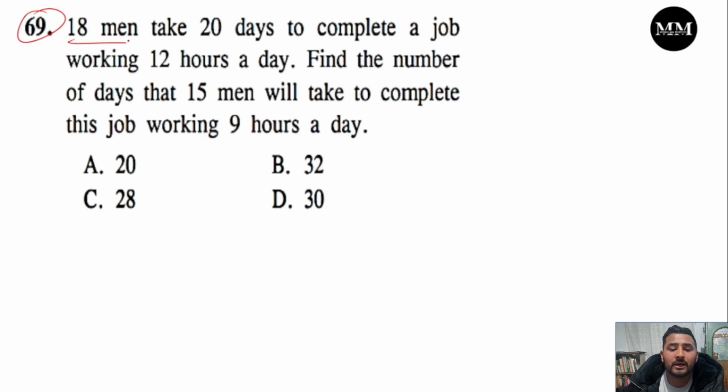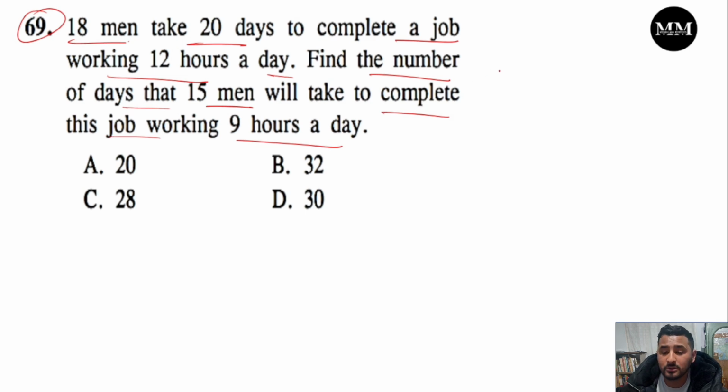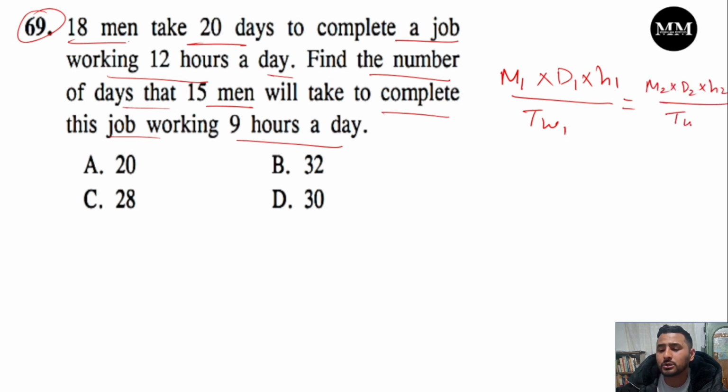Question number 69. 18 men take 20 days to complete a job working 12 hours a day. So this is a time and work question. Find the number of days that 15 men will take to complete this job working 9 hours a day. I hope you remember one formula I've taught in the last video also. That is m1 into d1 into h1 divided by total work 1 equal m2 into d2 into h2 by total work 2. In the last question there was no day, only hour was given. If days are not given, you don't need to write it. Here days are also given, and total work they have not mentioned, so it'll be 1 only.